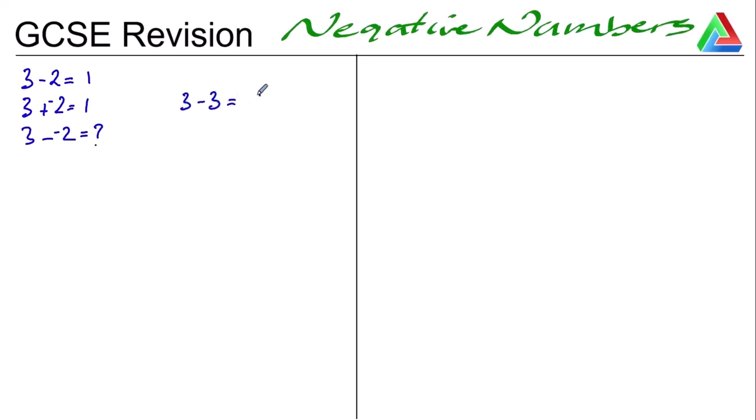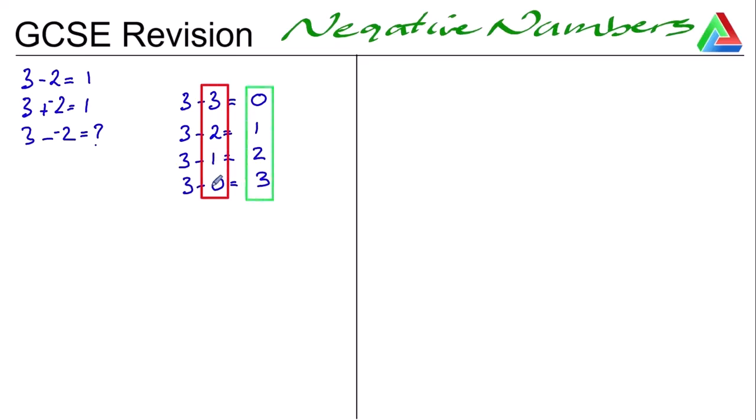3 minus 3 is 0. 3 minus 2 is 1. 3 minus 1 is 2. 3 minus 0 is 3. So I've got a pattern here. Take away 3, take away 2, take away 1, take away 0. And then my answer is 0, 1, 2, 3. So my next thing would be 3 take away negative 1.